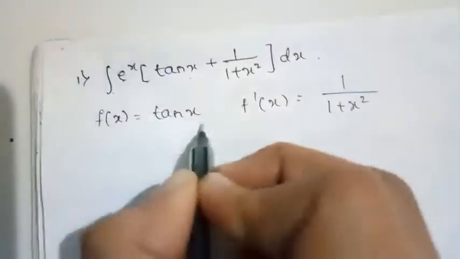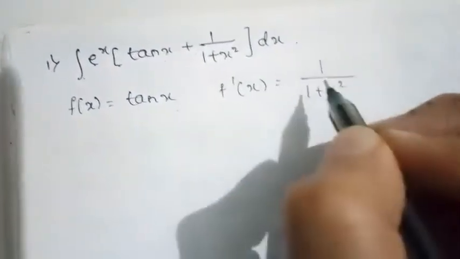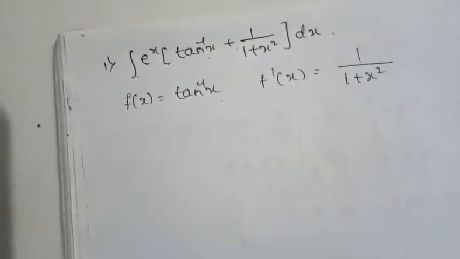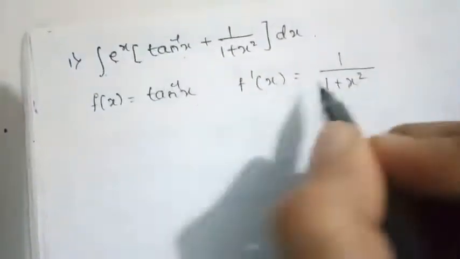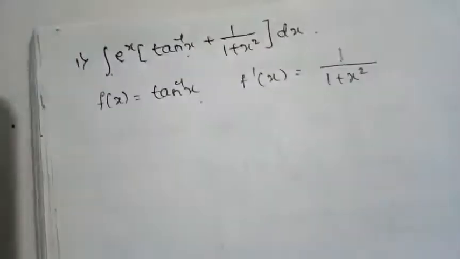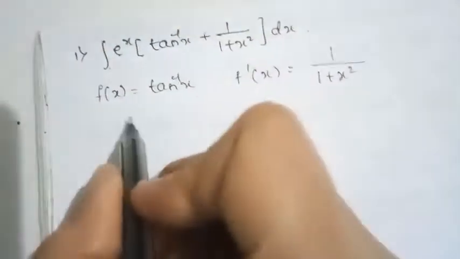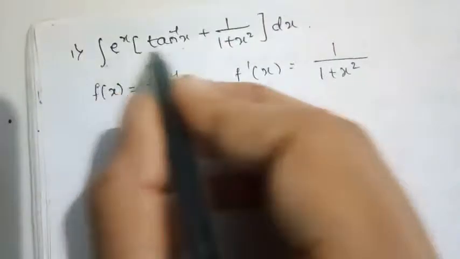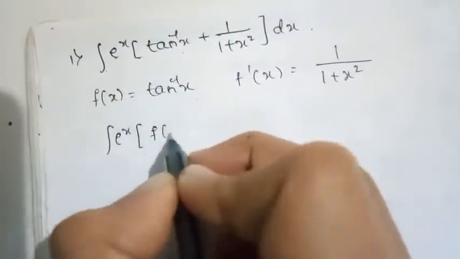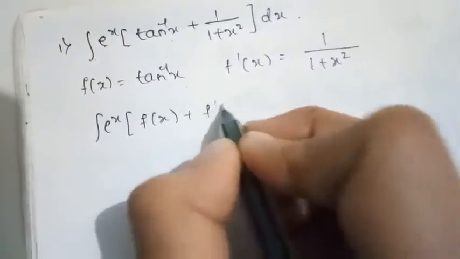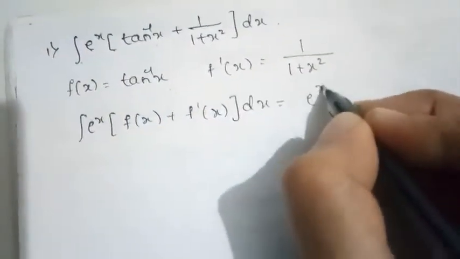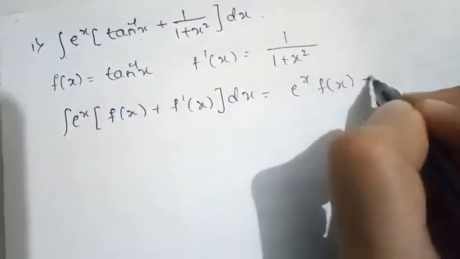Sorry guys, it is not tan x, it is tan inverse x. If we differentiate tan inverse of x, the differentiation of tan inverse of x is 1 divided by 1 plus x square. So now clearly this given question is in the format of what? E power x into f of x plus f dash of x into dx. If it is in this form, the value is e power x into f of x plus c.